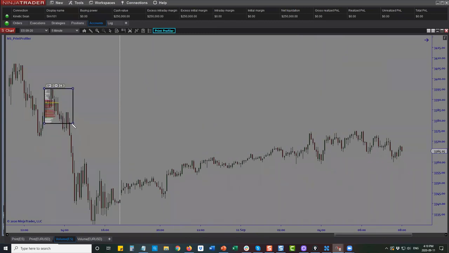So you can see, if you're drawing it like this and you're bringing this around, look at the volume point of control in there. It's not really moving much, is it? It doesn't matter how much you're moving the box. The point of control didn't really move, did it? So therefore that point of control is a significant price point.